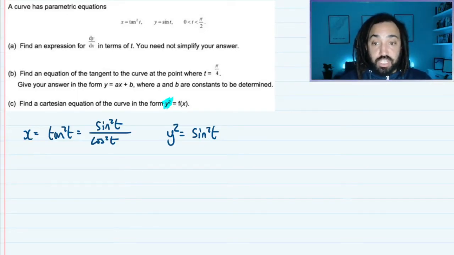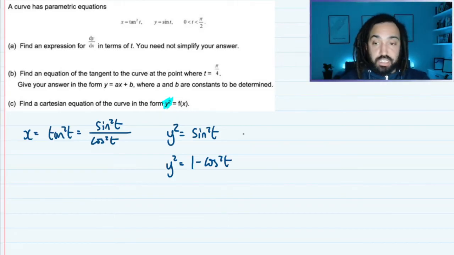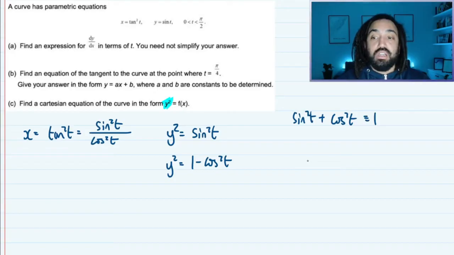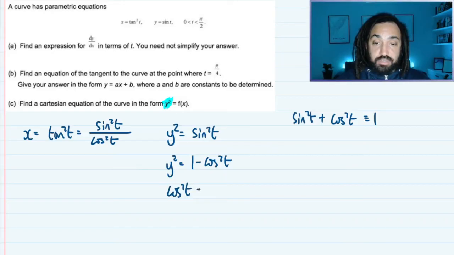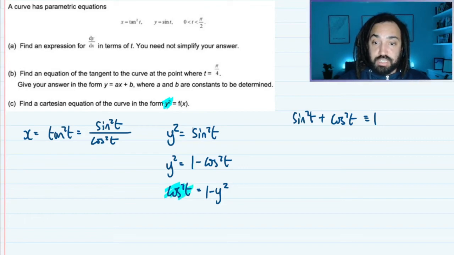So what I'm going to want to do is substitute one equation into the other. Now, I've got an expression for sine squared. Ideally, I'd also want an expression for cos squared. And we know that sine squared t plus cos squared t is equivalent to 1. Okay, so now I can rearrange to make cos squared the subject, and this gives me 1 minus y squared. And then we've now got an expression for cos squared, an expression for sine squared, and we've got an expression for x in terms of sine squared and cos squared.